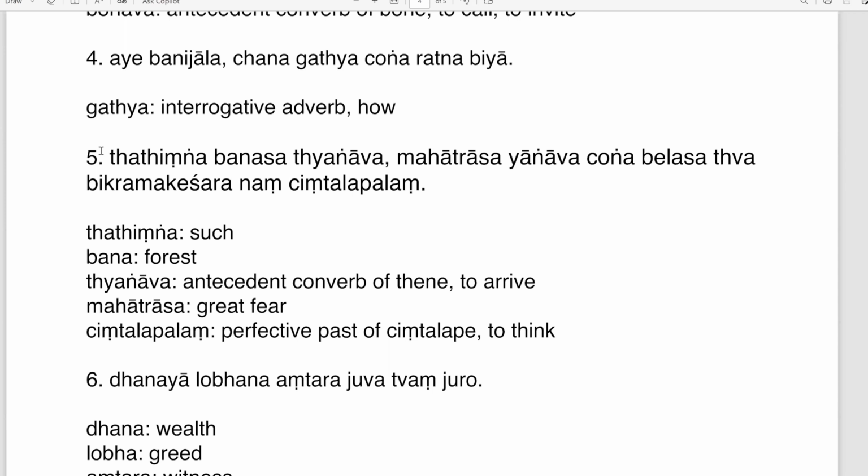Chona Belasa. So Chona again we have the stative of chone. And Belasa is the locative for time. I'm not quite sure how to put those together, like at that time. Chona Belasa, yeah, at the time of. Okay, so at the time of having become very scared.